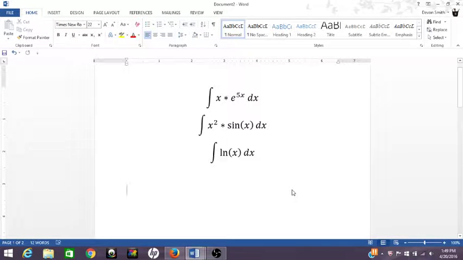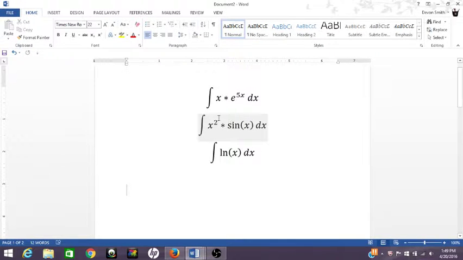Okay, so today we're gonna take a look at integration by parts. So let's say you come across an integral that looks like any of these three up here. And at first glance, it would appear that there's no easy way to do these. I mean, this one, you don't even know where to begin.